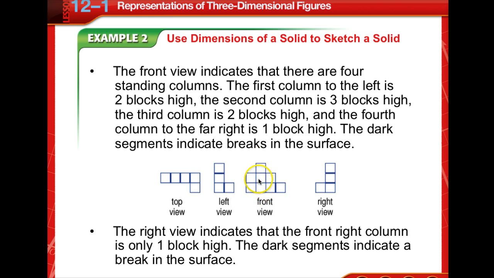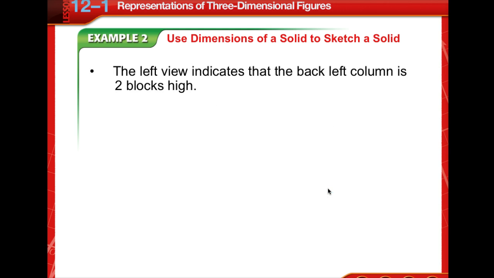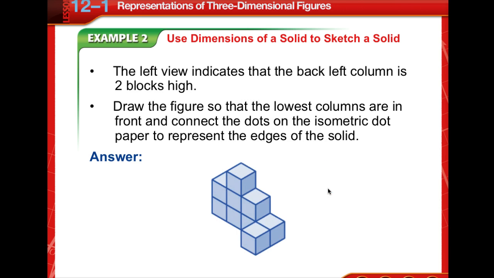The second column is 3 blocks high. The third column is 2 blocks high. And the fourth column to the right is 1 block high, and again, this dark segment indicates a break in the surface. The right view indicates that the right front column is only 1 block high, and again, the dark segments indicate a break in the surface. The left view indicates that the back column is 2 blocks high, so we draw the figure so that the lowest columns are in front, and connect the dots on the isometric dot paper to represent the edges of the solid.